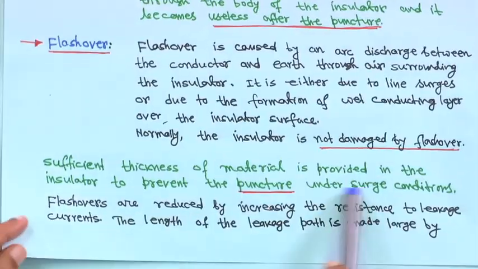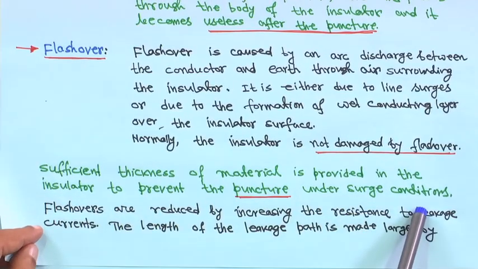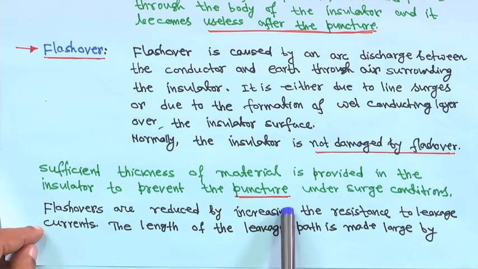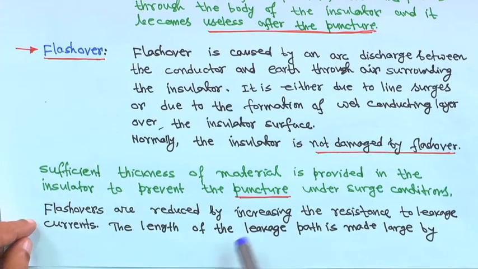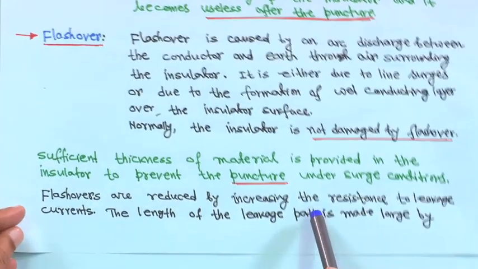Therefore, sufficient thickness of material is provided in the insulator to prevent puncture under surge condition. There is a strong possibility that under the surge condition the insulator may get punctured, right. So, that means sufficient thickness of insulator material is used. Of course, these are all design parameters.